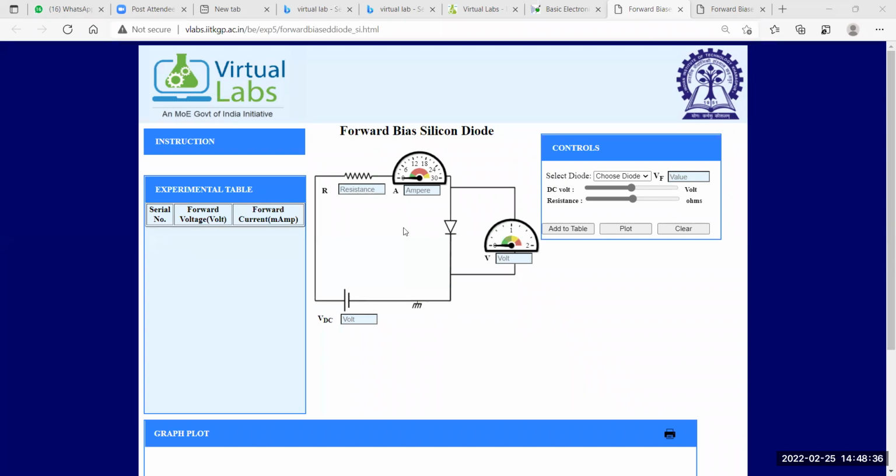Now in forward bias, the diode behaves like an on switch. And this is the resistance, and the resistance can control the current. This is the multimeter, and this is the voltmeter.